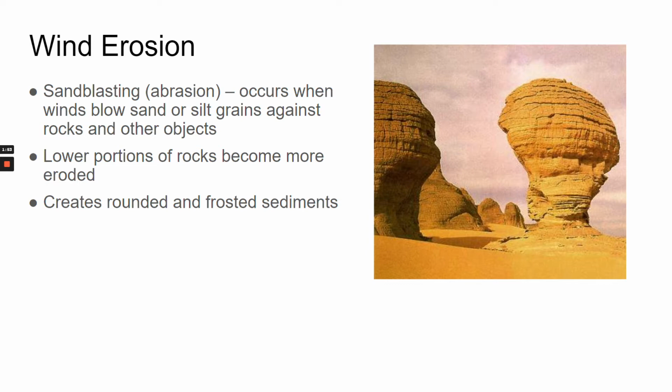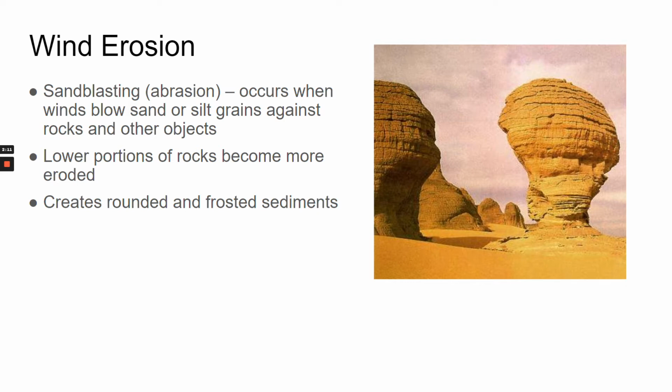These lower parts of the rocks become more eroded and they start to move more, and it creates rounded and frosted sediments. When we did the lab and we had the sugar cubes in our container, when we shook it up, the sugar cubes became rounded along the edges, so they no longer had those nice sharp square edges like they did when they first came out of the box. So that's what we mean by rounded.